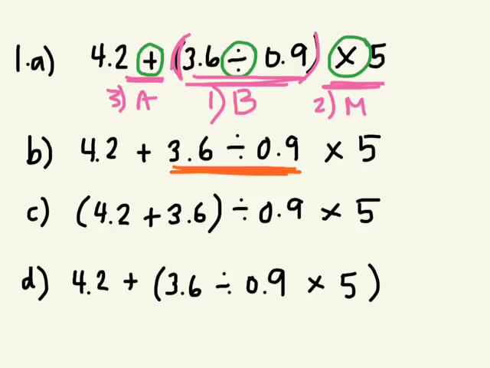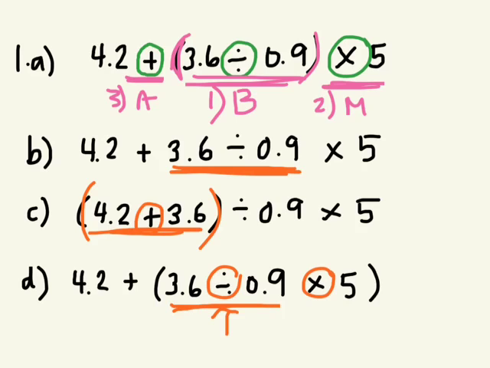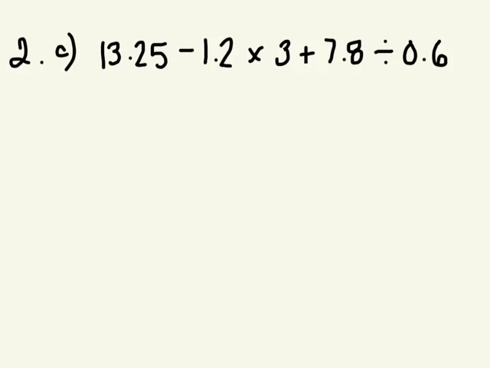C. Which operation comes first? Good. Even though the operation is addition, it's inside the bracket, so that has to be performed first. And then the last one, D. This one has a little extra involved. There's two operations inside the brackets, but division appears first, so you would have to perform the division inside the bracket.